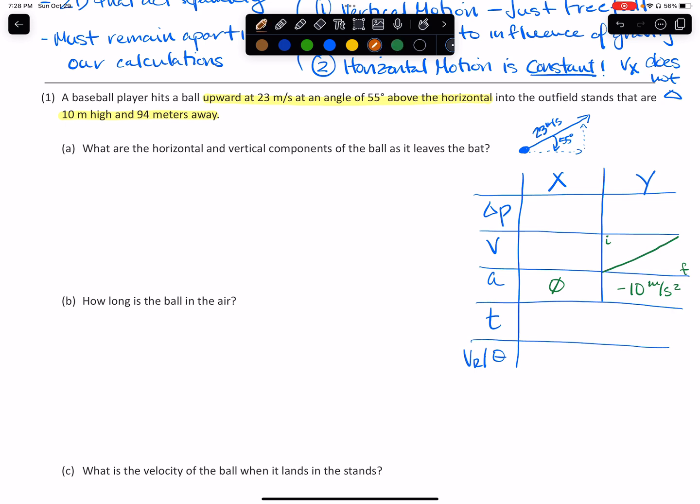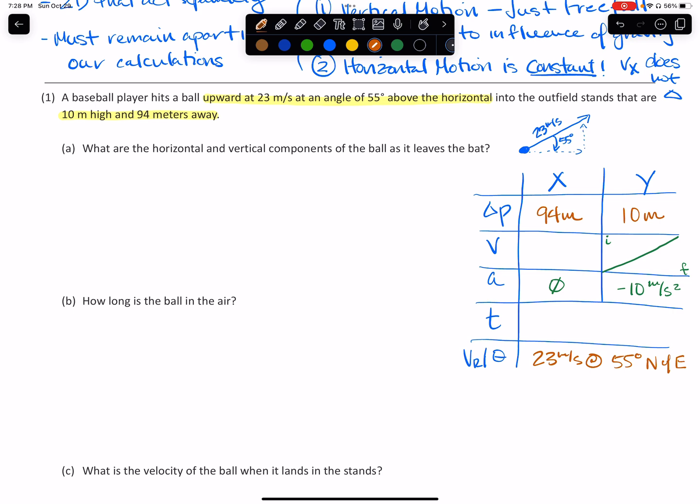Now I can fill in the information that was given. So I have something that's moving at 23 meters per second at 55 degrees above the horizontal, we're going to just call that north of east. We also know that the outfield stands are 10 meters high, so that's the change of position vertically, so that's going to go in the vertical column, and that those stands are 94 meters away. So that's going to be our range, also known as our horizontal change in position.